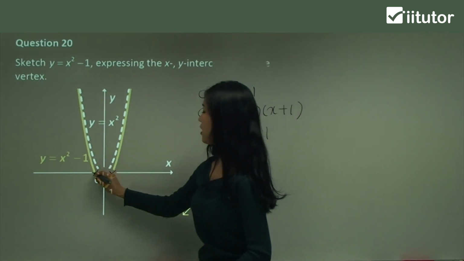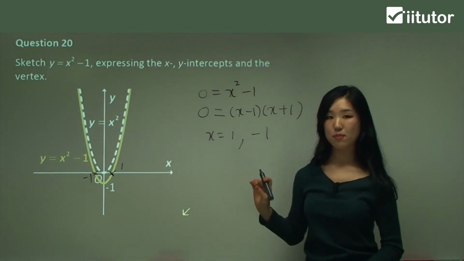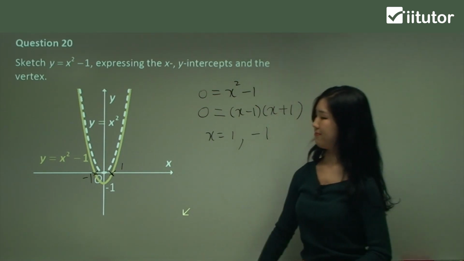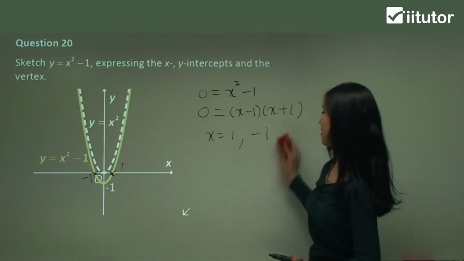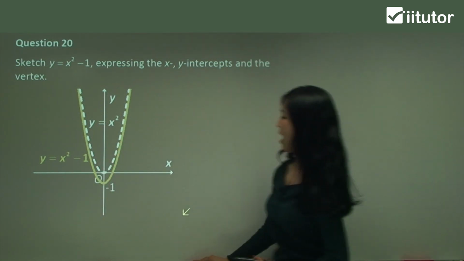So this point here, it's negative 1. This point here, it's positive 1. So you should label it as well. Okay, it's important for you to label everything. So, can you see that? So I've got it all. And we can move on.